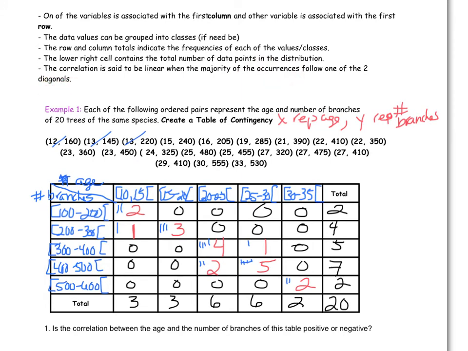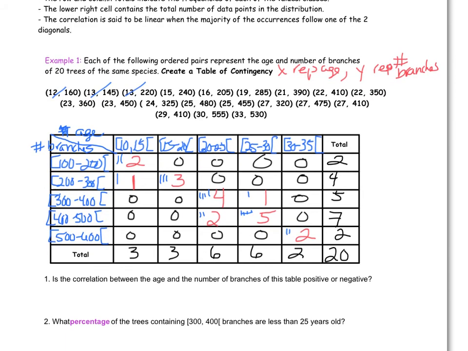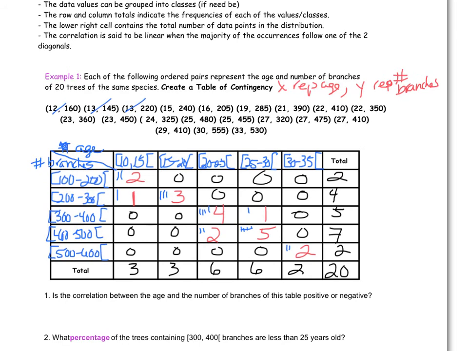So if I look at my contingency table, I look at the diagonal. Here's one diagonal. Here's the other diagonal. Well, this diagonal, we can see there's not many numbers in it. But this diagonal, we can see almost all our numbers are grouped around it. So that means there's a linear correlation. I'll write that down. It's linear.